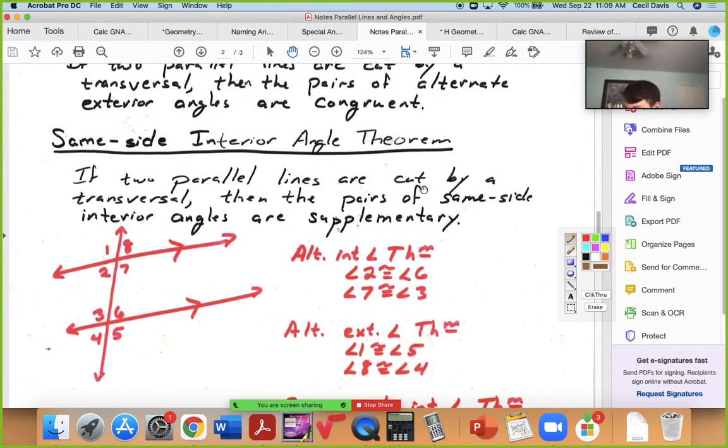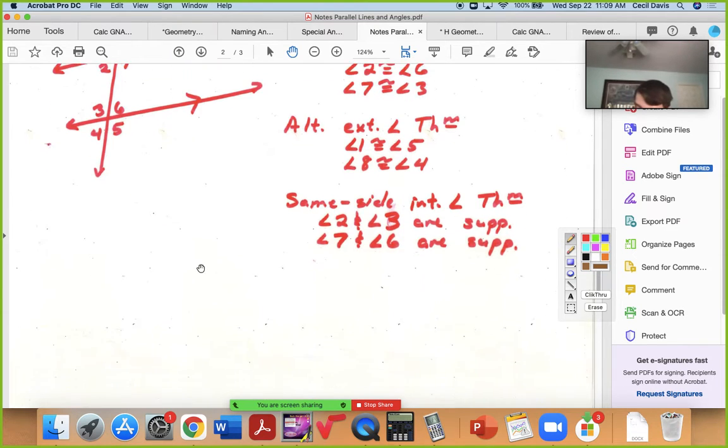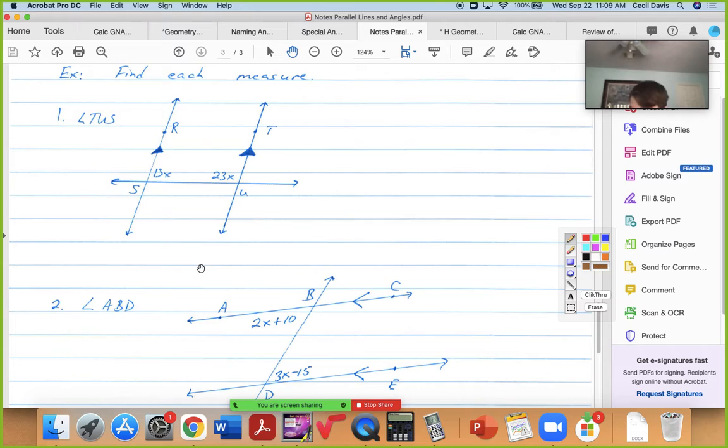So, in this diagram, I would know that angle 2 is congruent to angle 6, and that 7 is congruent to angle 3. I would also know that angle 1 is congruent to 5 because those are alternate exterior angles, and angle 8 is congruent to 4. And then 2 and 3 are supplementary, and 7 and 6 are supplementary. Okay, I know all of those things. All right, so let's do some example problems.